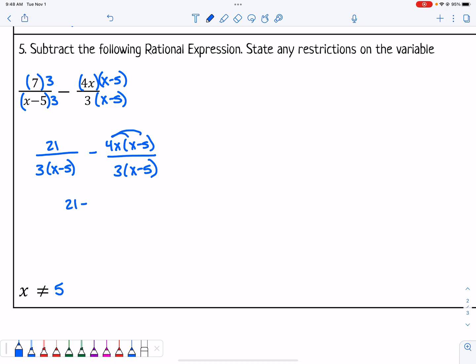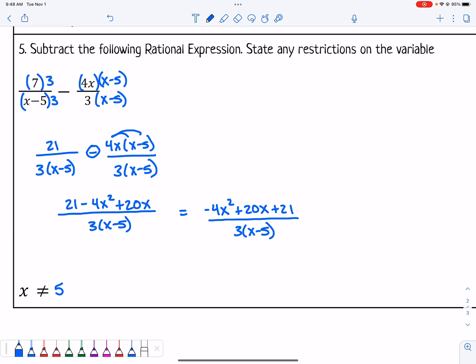So I have 21 minus 4x squared, and then be careful because you have a minus 4x and then a minus 5, so that's going to become a positive 20x, all over 3 times x minus 5. So let's just clean that up and put it into standard form. So we put the one with the highest exponent first. So negative 4x squared plus 20x plus 21 all over 3 times x minus 5.